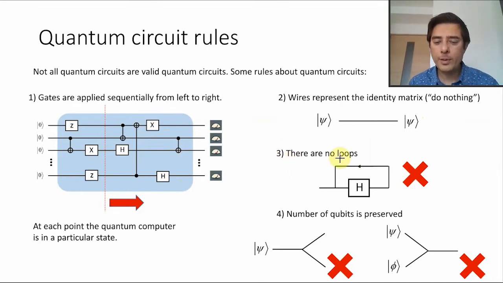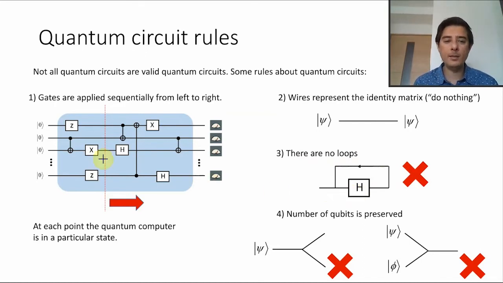Rule 3 is that there are no loops. Because the circuit always goes left to right, we can't have diagrams that look like this, because it's completely ambiguous what that means. We go along with our qubit, apply this gate, then go backwards in time and come back here. I don't even know what that means. So you can't have loops where it doubles back on itself.